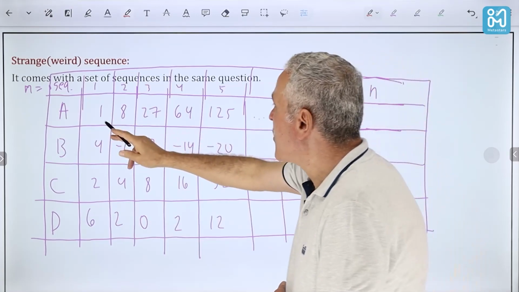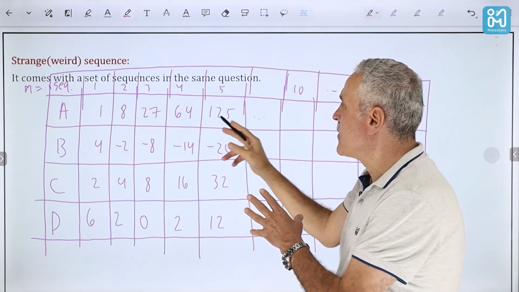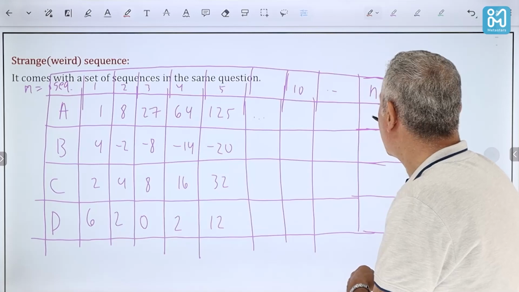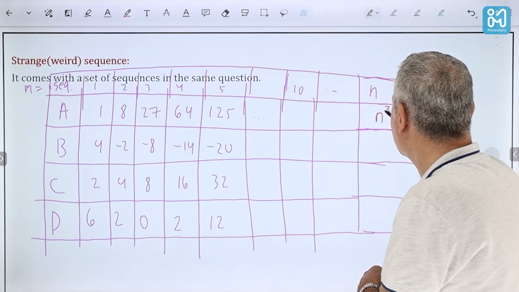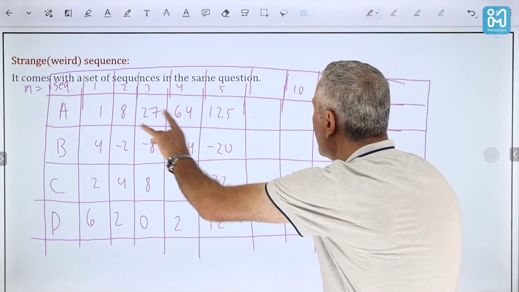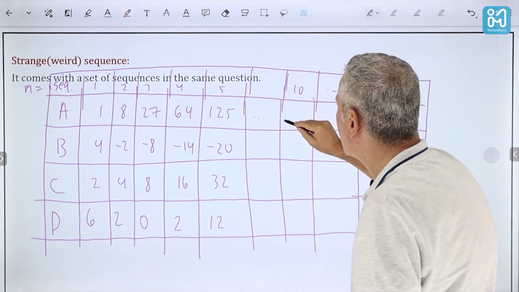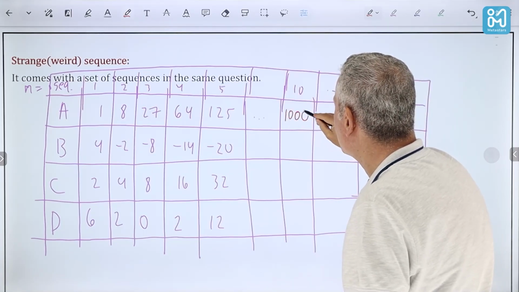Now sequence A, you could notice that these are the cube numbers. So the nth expression will be n cubed. And as they start from 1, the 10th term will be 10 cubed, 1000.